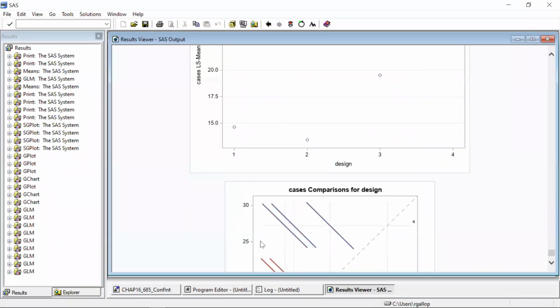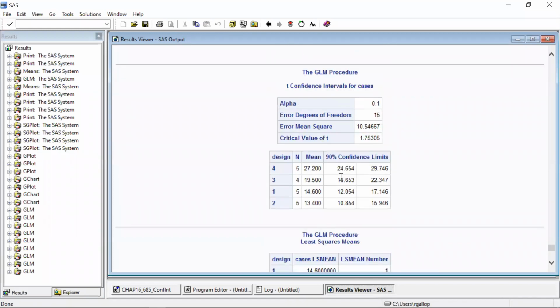Here comes the means output, alpha equal to 0.10, right? So we want to say greater than 17.2. We'll do it for design 2, and design 4 and 3 as well. Remember, if we're doing this with an alpha of 0.10, that means we need a one-sided confidence interval, right?